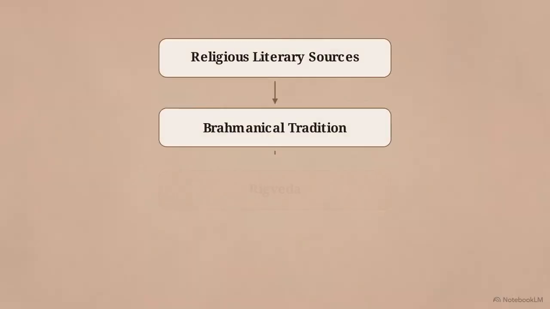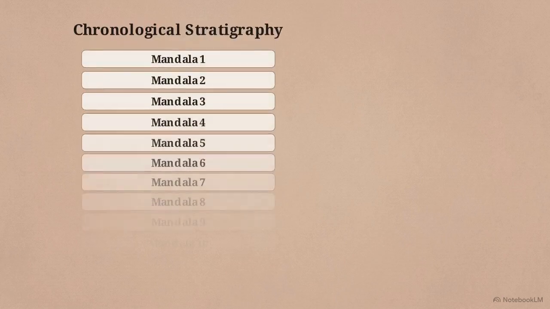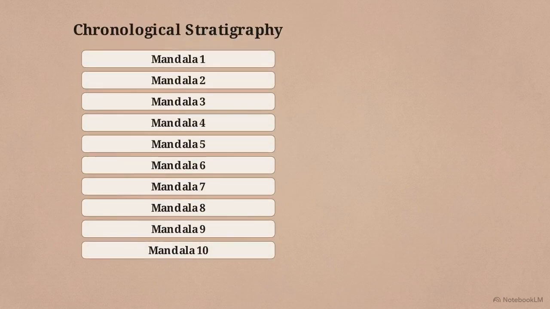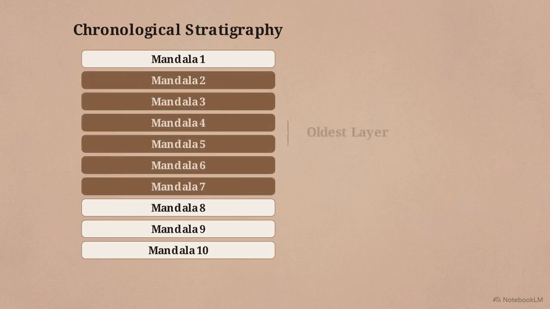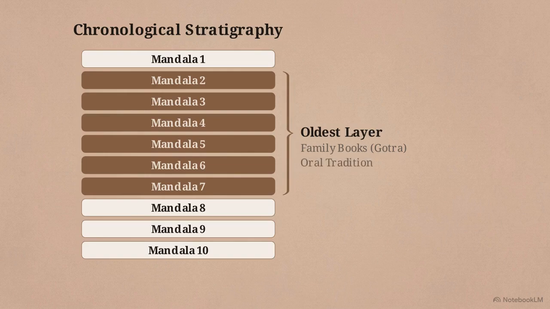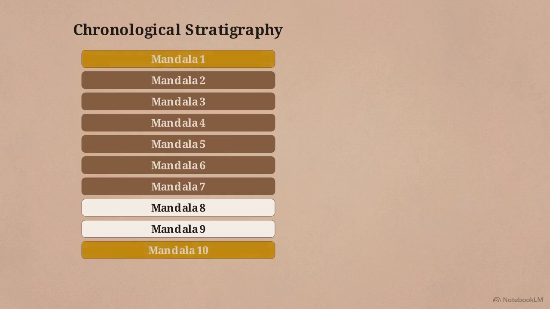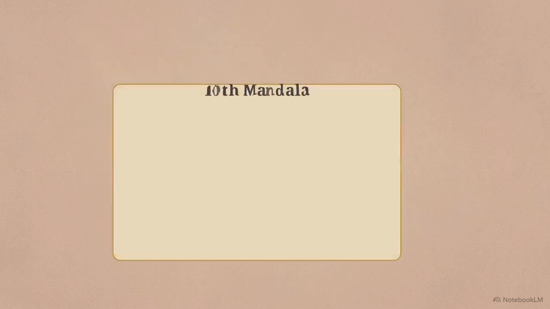The most important of these is the Rig Veda. It was not written in a single sitting. It is composed of 10 books, called mandalas, stacked over centuries in a process of chronological stratigraphy. Mandalas 2 through 7 form the oldest layer. These functioned as ancient family books, composed by specific priestly lineages and passed down orally. The 1st and 10th mandalas are much later additions.